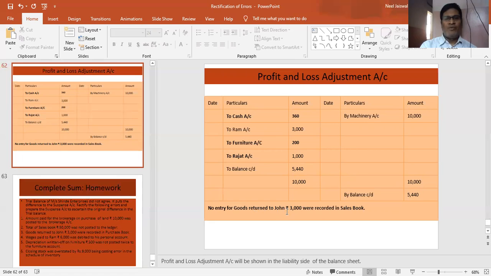There is no entry for goods returned by John 3,000 recorded in the sales book. And profit and loss adjustment account will be shown on the liability side of the balance sheet, because it has a credit balance. If it had been a debit balance, we would have shown it on the asset side.